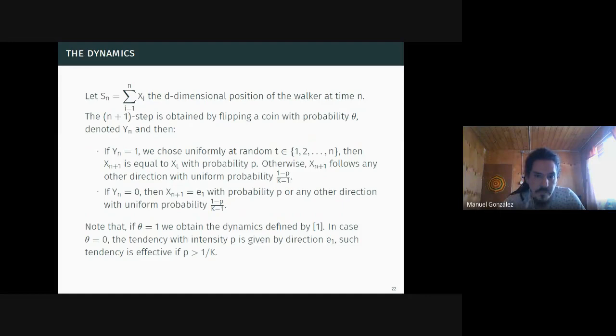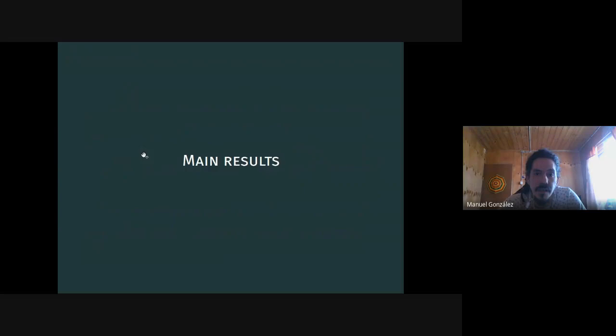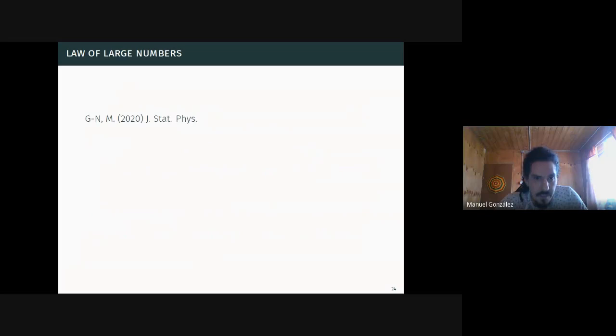Okay, then here I have the parameter theta. Theta is the probability to be minus one for this auxiliary variable. The main results are very similar, because it is possible to obtain a law of large numbers, and there is a phase transition also. Then the first result is this strong law of large numbers.